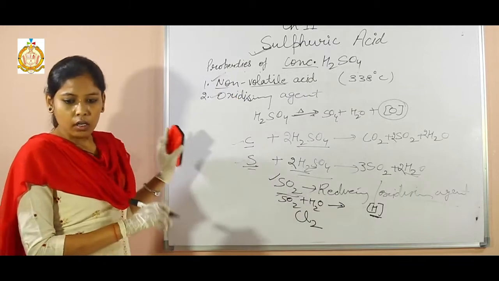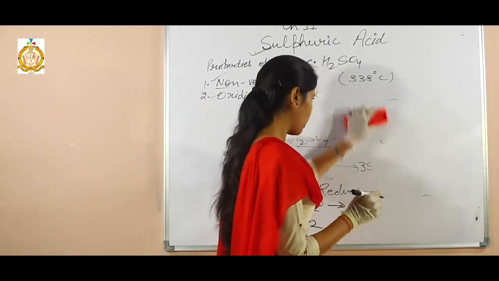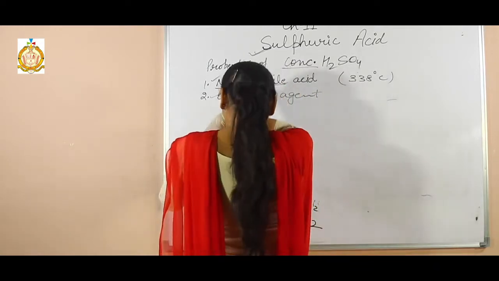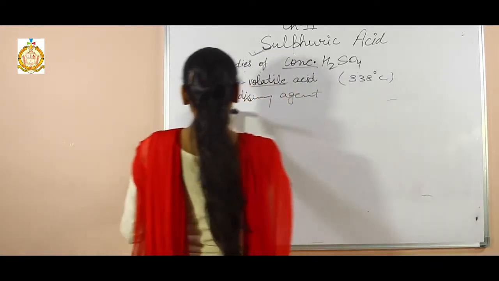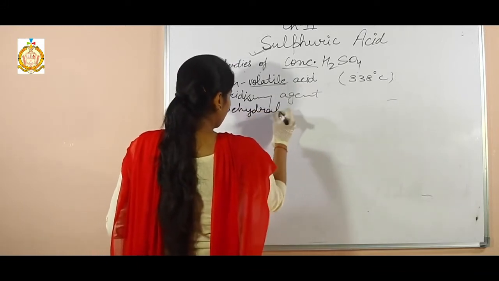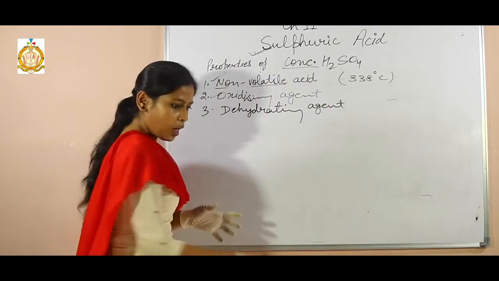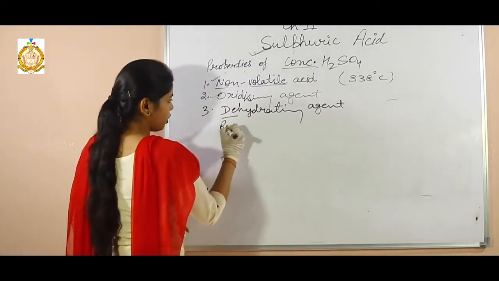Next one is dehydrating agent. Next property is the dehydrating property of sulfuric acid. Third one, dehydrating agent. Now dehydrating, D means removal.